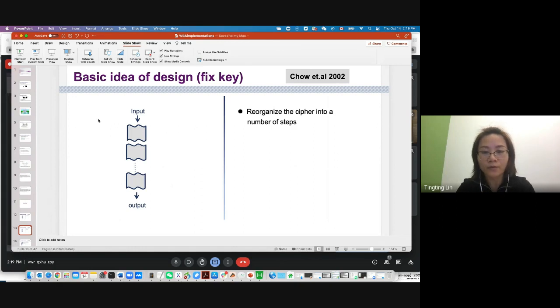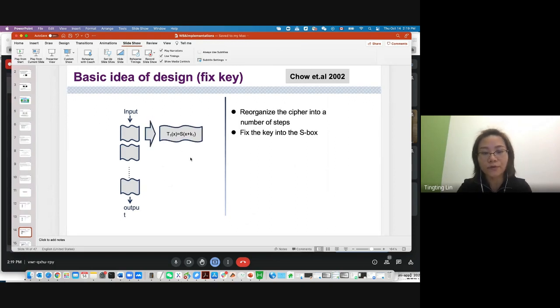First of all, we will reorganize the cipher into a number of steps. You can try any way to reorganize it, reorder the steps, just divide it, etc. You can use any way to do that, but you need to keep in mind that you need to maintain the functionality of the original block cipher.